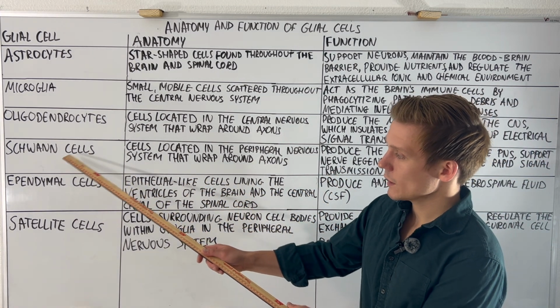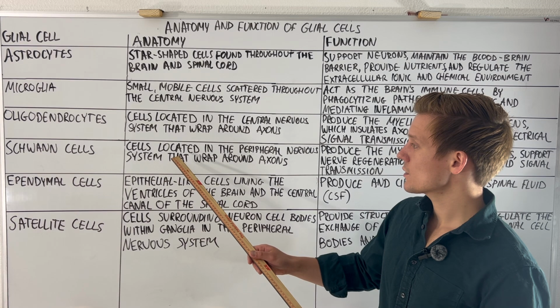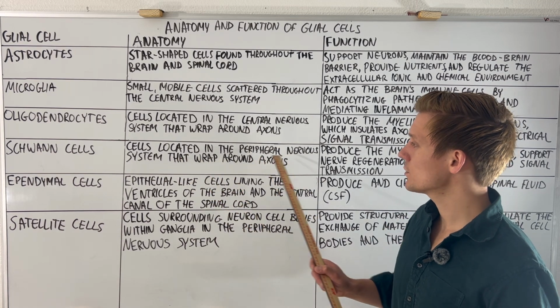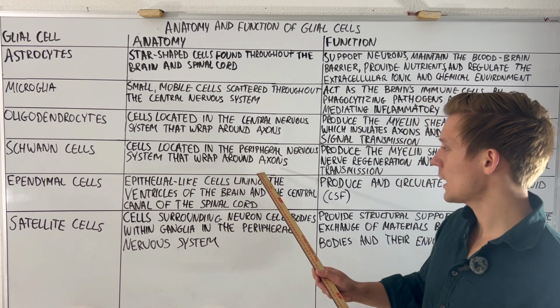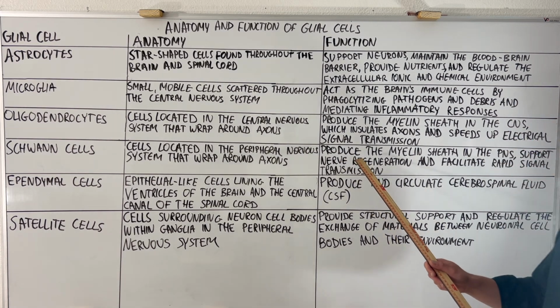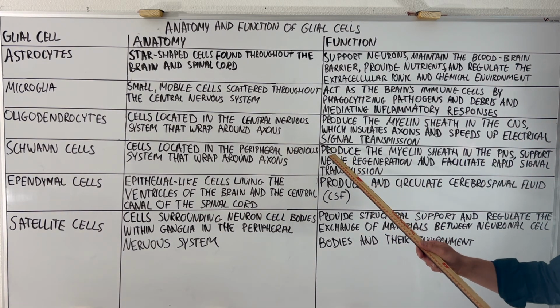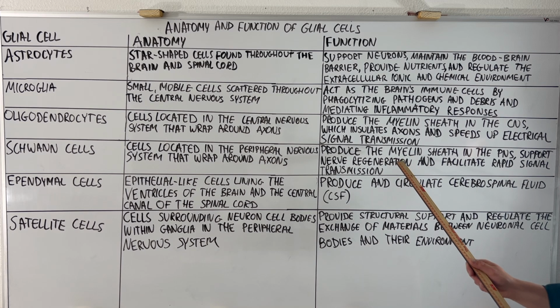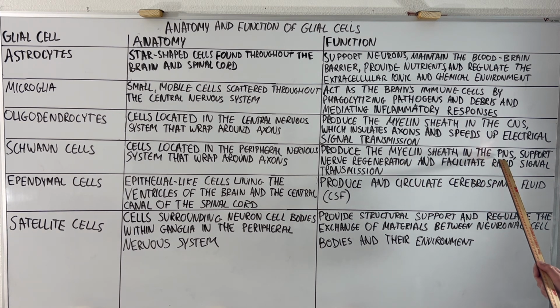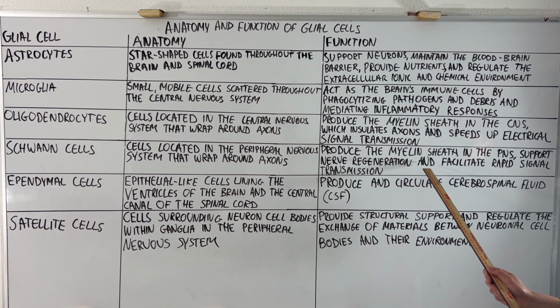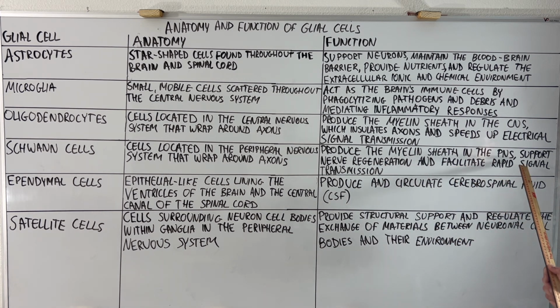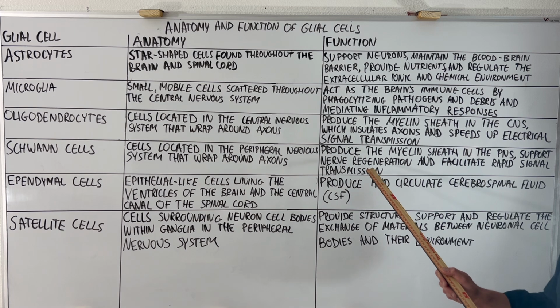Next, for Schwann cells, they are cells located in the peripheral nervous system that wrap around axons, and they, similar to oligodendrocytes, also produce the myelin sheath in the peripheral nervous system, support nerve regeneration, and facilitate rapid signal transmission.